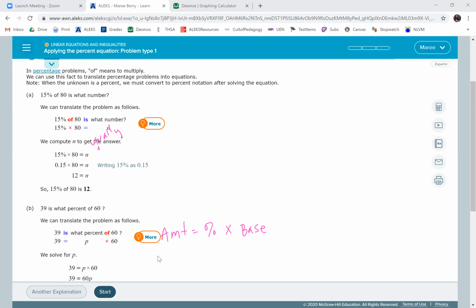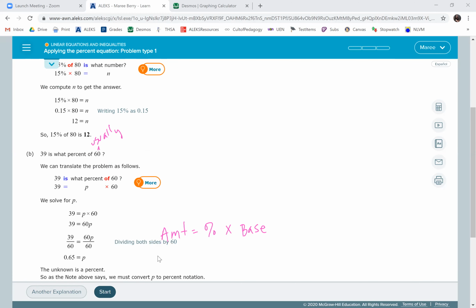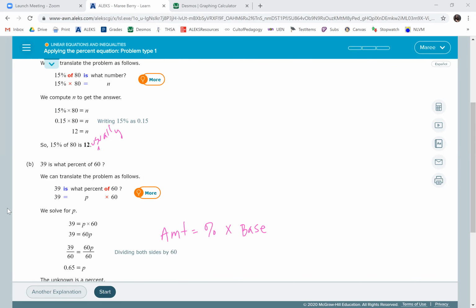The second one, it said 39 is what percent of 60? So 39 is the amount. Is usually means equals. So 39 came before the equal sign, so this 39 is going to go here. What percent? That's the part you don't know, so you'll put a variable here. They used P for the variable. And then of is times. So 60 is the base.